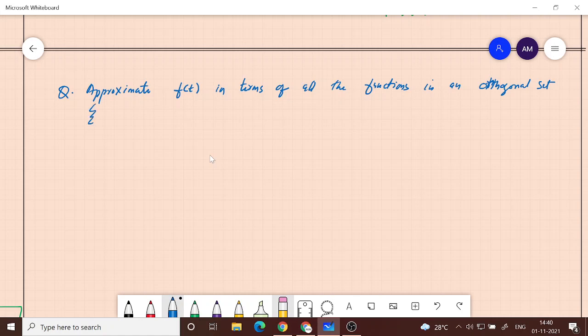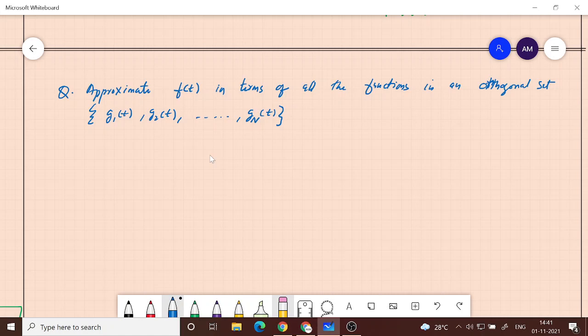That is, the set is again g1 of t, g2 of t, etc., up to g capital N, that is the last entry. And we will see later that this capital N can be infinity also. You can always find a set which has an infinite number of functions that forms an orthogonal set. It is possible to make.